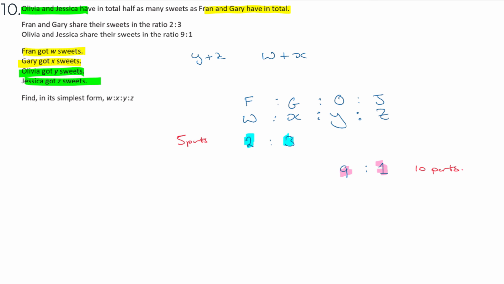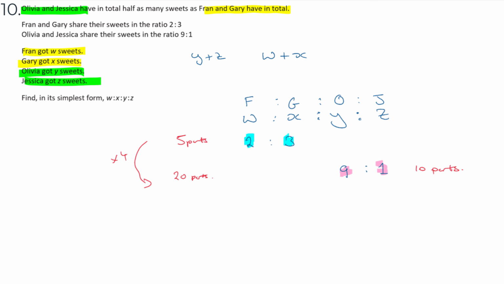Now we're told that Olivia and Jessica have half as many sweets as Fran and Gary. So these 10 parts actually should be as half as many as the ones that Fran have. So if they've got 10 parts altogether, then really Fran and Gary must have 20 parts, mustn't they? They must have twice as many. They should have 20 parts altogether because they've got twice as many as Olivia and Jessica. Okay, so that means we need to scale up our Fran and Gary parts by a factor of 4.